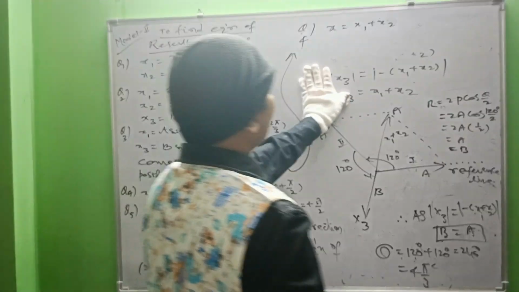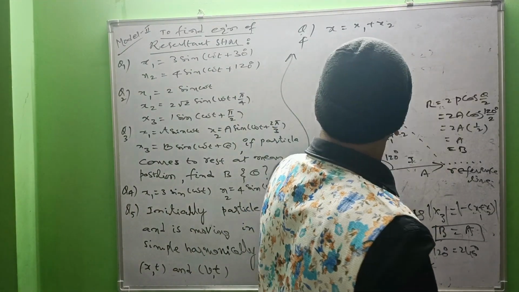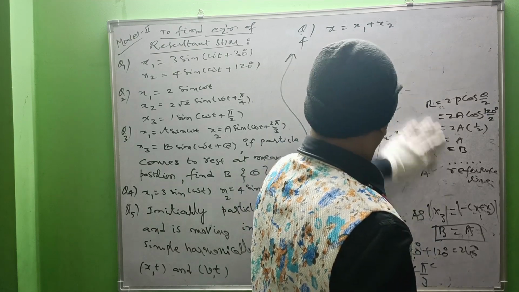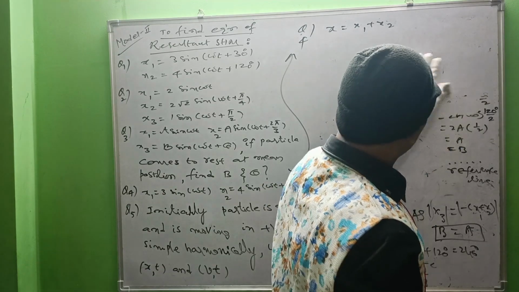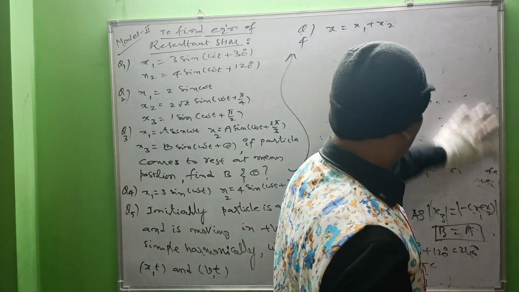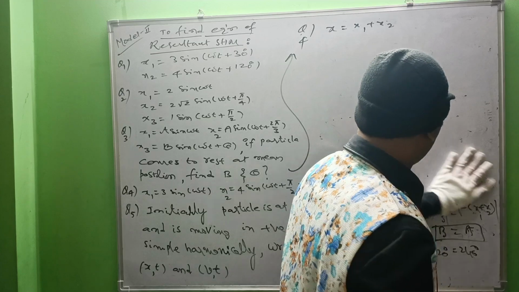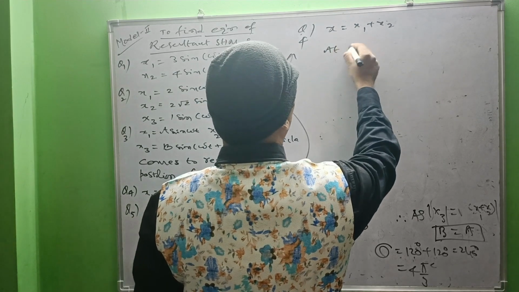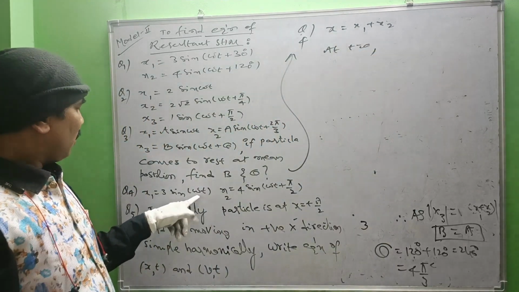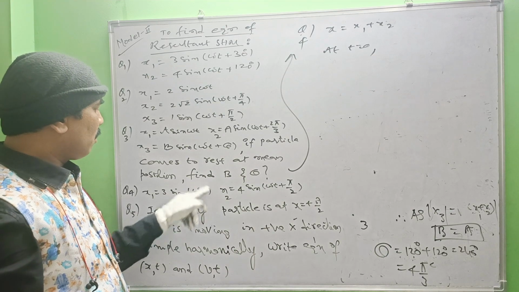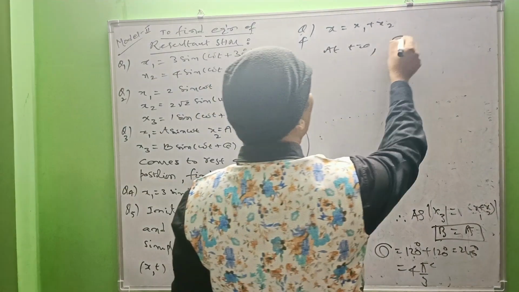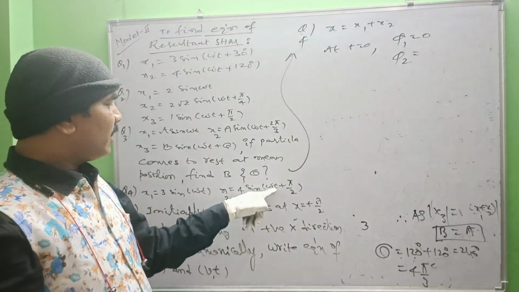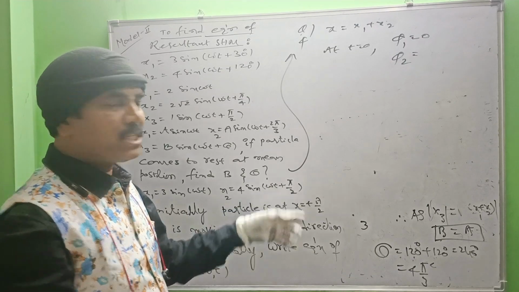Right. So x equal x1 plus x2. Here we have two individual SHMs reached by a particle. One particle is reached by these two oscillations simultaneously. Now see, at t equal 0, what is the phase angle of the first oscillation? Phi 1 equal 0. Phi 2 equal what? When t equal 0, phi 2 equal 0 plus pi by 2, that is pi by 2.